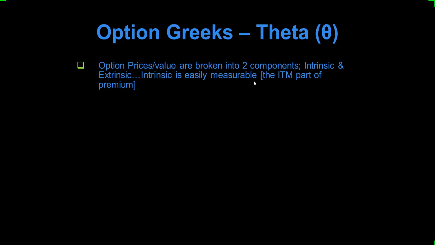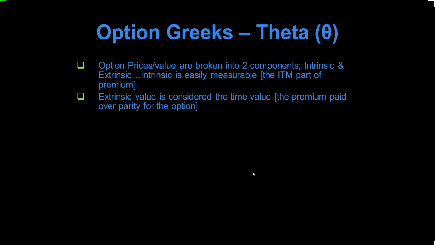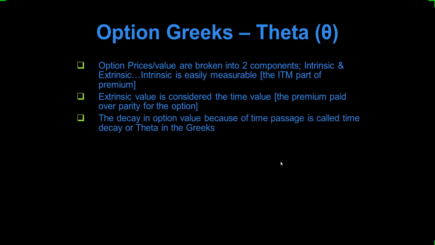Intrinsic is very easy to measure. It's basically the in the money portion of the option price. Extrinsic is considered time premium. Remember, we talked about that term, time premium. Everything that's extrinsic is considered time premium. Now, the decay in an option value, it decays because of time premium passage, which is measured by a Greek called theta. Theta measures time decay.